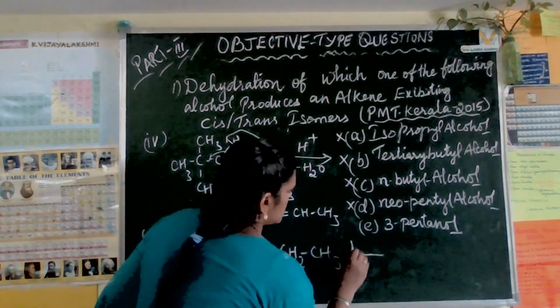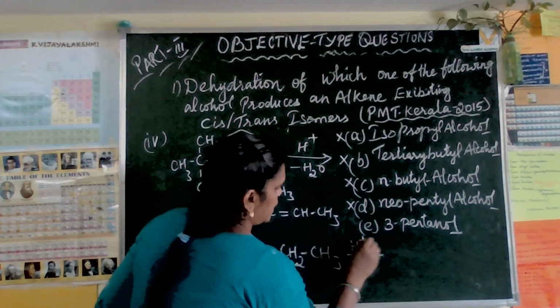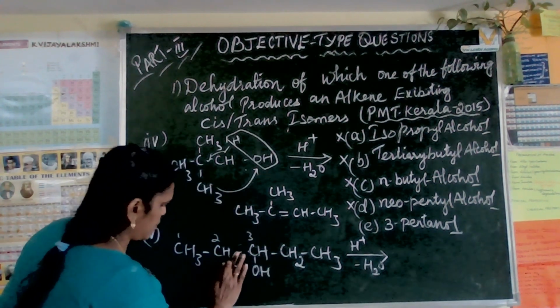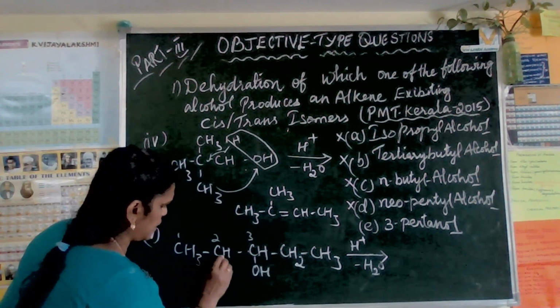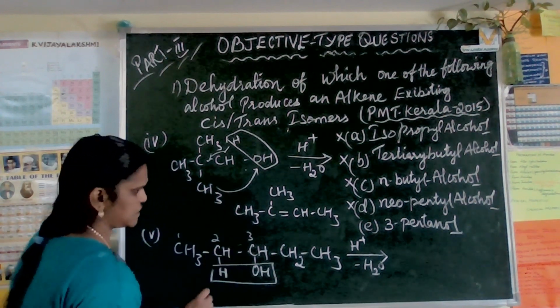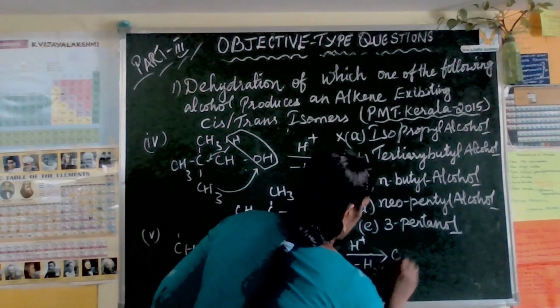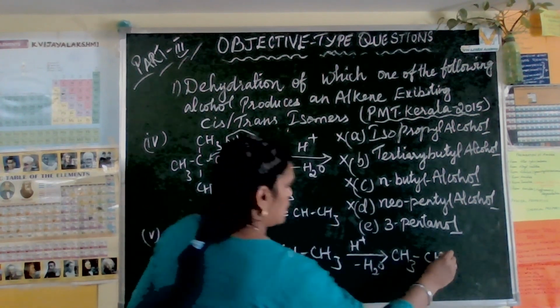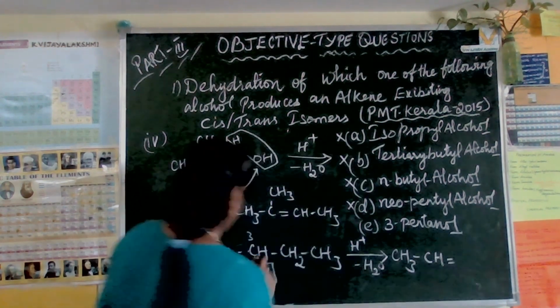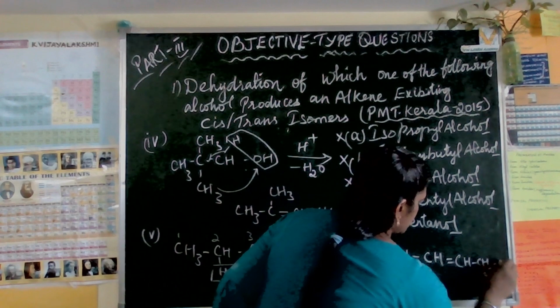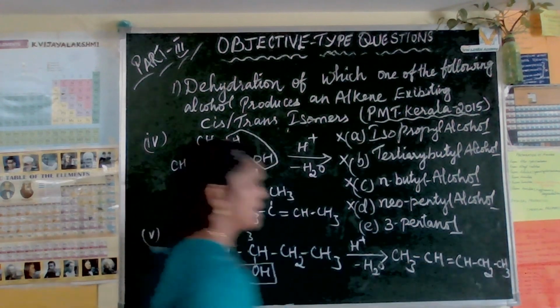Oh, this goes in the presence of dehydration. Water molecules release. Now here, one small rearrangement over here, hydrogen. Now water releases. So what is that answer? You will get CH3, CH double bond CH, CH2, CH3.